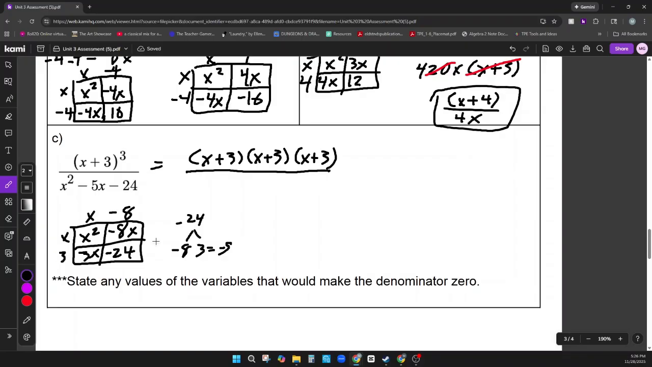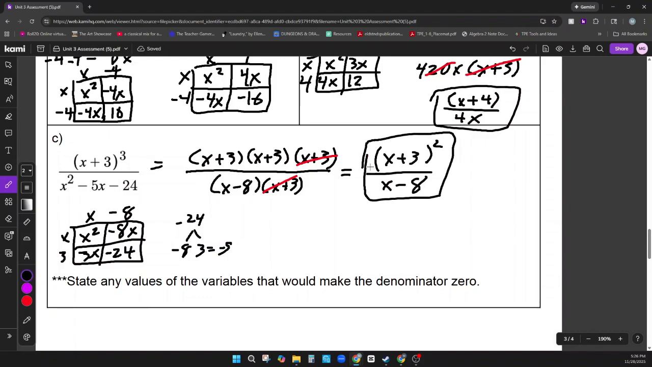And this is going to give me 3, meaning that my denominator is going to become x minus 8, x plus 3. And what do you know? I can cancel. Now I can't cancel any further, so my answer here is going to be x plus 3. Could rewrite this as 1 parentheses squared all over x minus. And as far as simplifying, I am done.